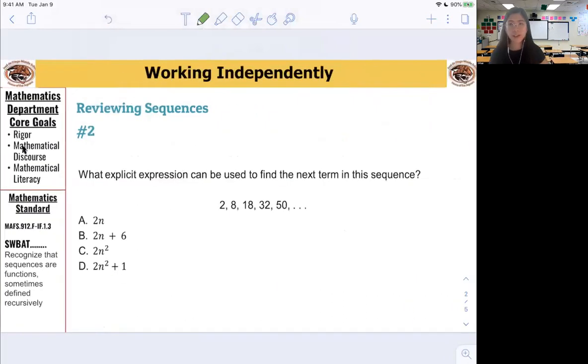Number 2, very similar idea. I'm going to do the same exact thing as I just did. I'm going to start by making my table.